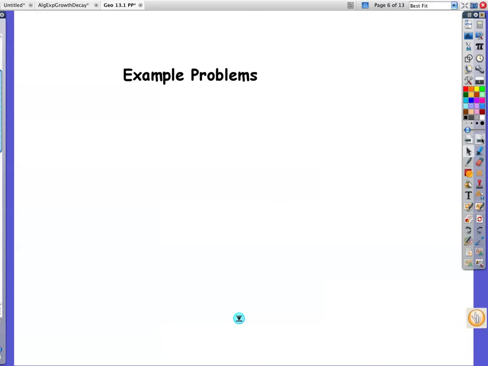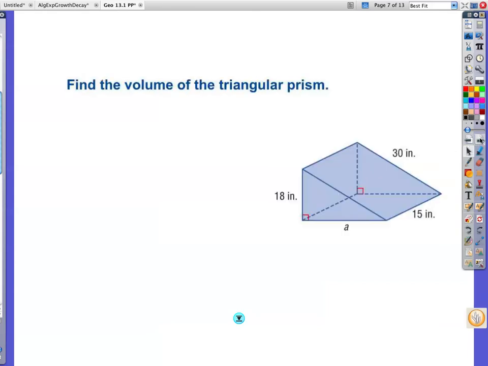I think we're going to go ahead and try to do the example problems. Find the volume of the triangular prism. Okay? So we need to find the area of the base.